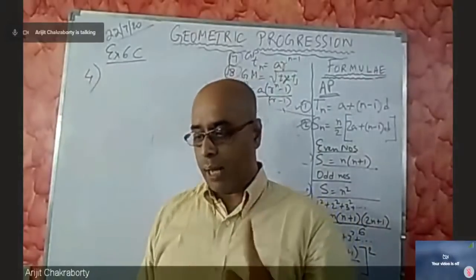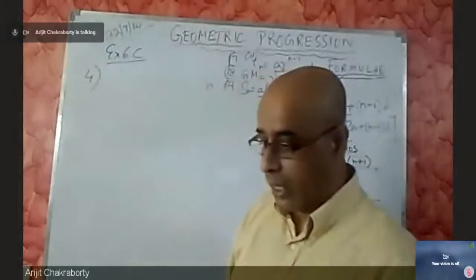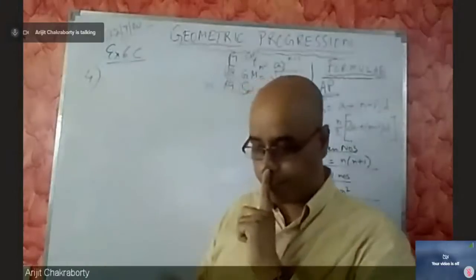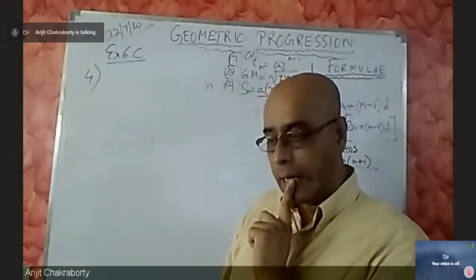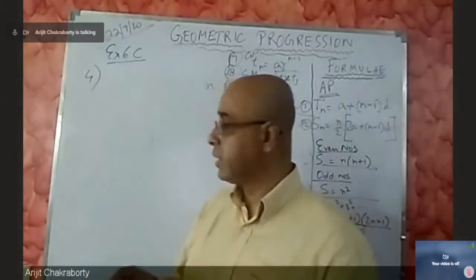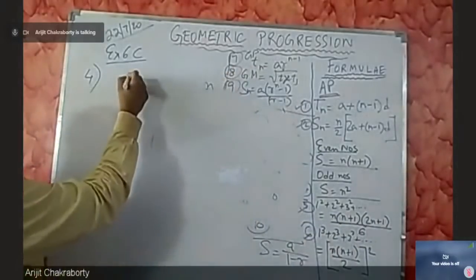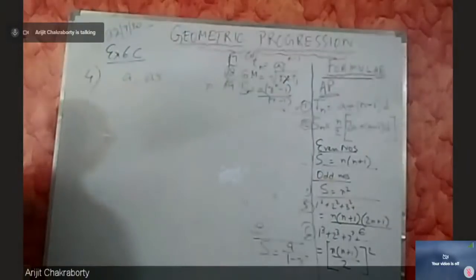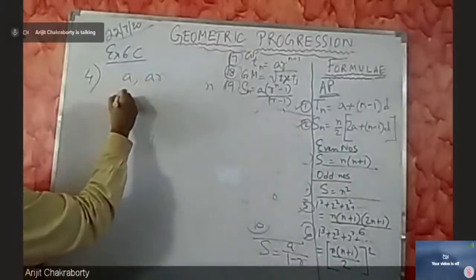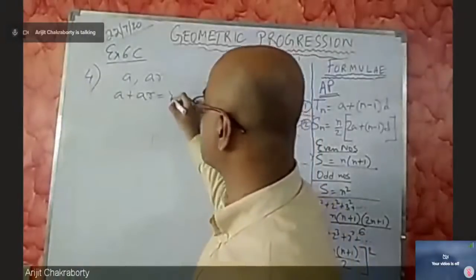Okay, the sum of the first two terms of a GP is 5 by 3. And the sum to infinity of the series is 3. Fine. So let the terms be A and AR, so the common ratio is R. The sum of the first two terms, A plus AR, is equal to 5 by 3. It is given.